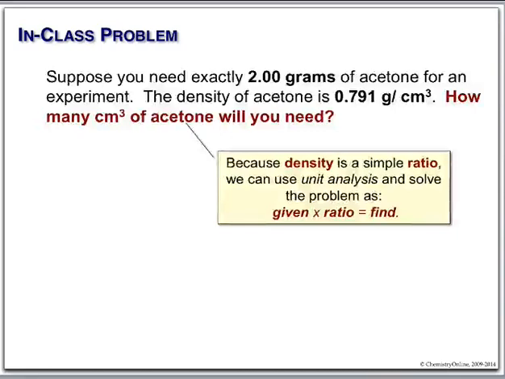Let's do one more problem here, using our ratio method. In lab, if I tell you you need 2 grams of acetone, this is kind of like a real problem. This is what you might do in organic. You need 2 grams of acetone. You know its density. What volume do you need? You don't want to weigh it out. You just want to measure out the volume.